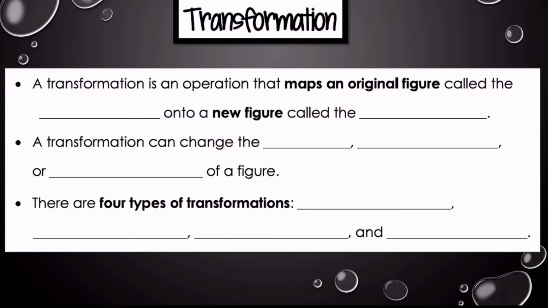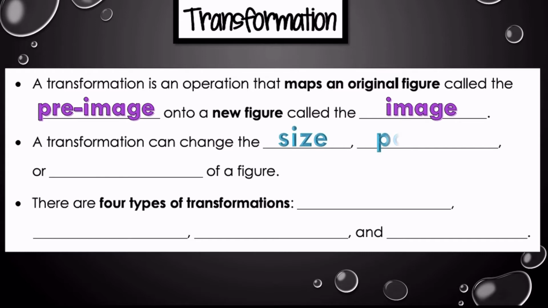A transformation is basically an operation that maps an original figure called the pre-image onto a new figure called the image. So our pre-image is what we're starting with, and our image is the final result. So a transformation has the ability to change the size, position, meaning where it's located, or orientation, the direction it's pointing. Here are our 4 types again.